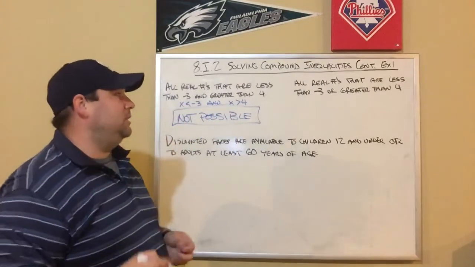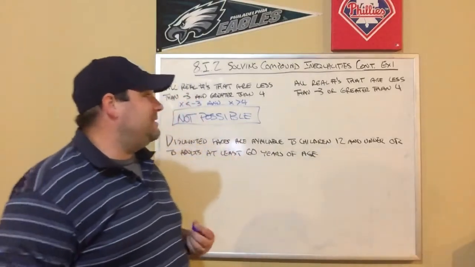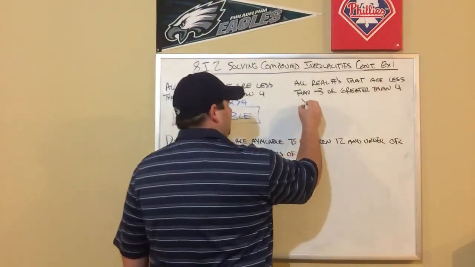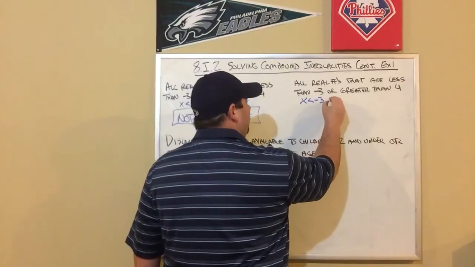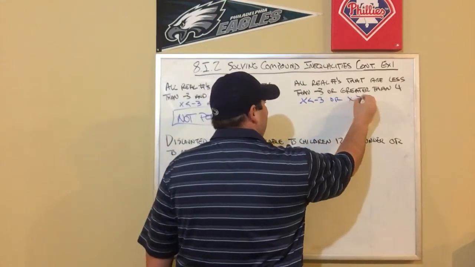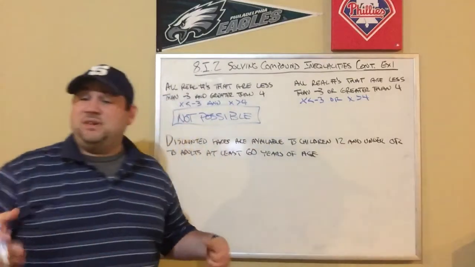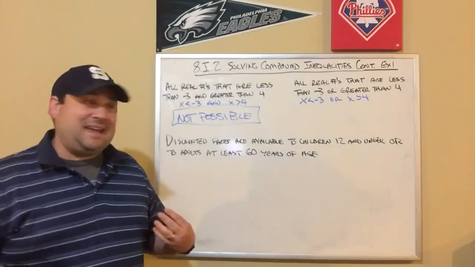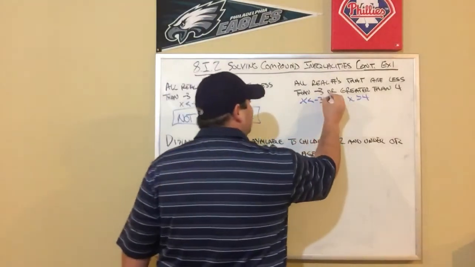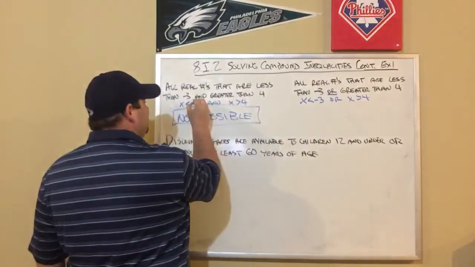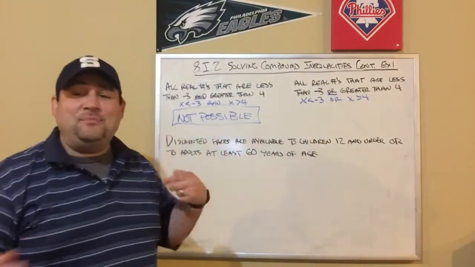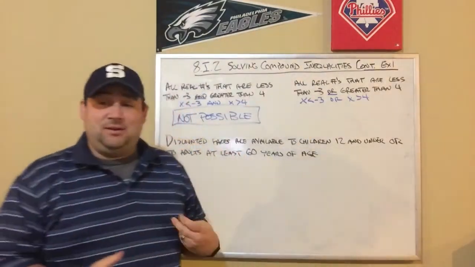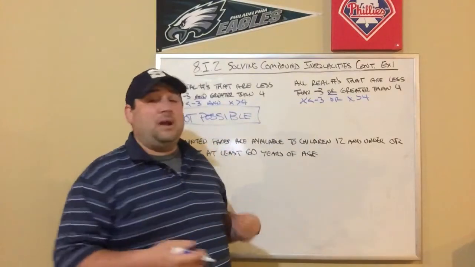That can't happen. So what about the next one? All real numbers that are less than -3 or greater than 4. So x is less than -3 or x is greater than 4. Can a number be less than -3 or can it be greater than 4? Yes, it can. So the key word here is or. And this one had an and. You can see how different that makes the question. I can answer this. x is less than -3 or x is greater than 4.